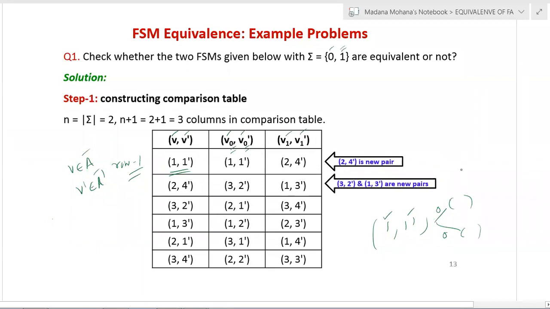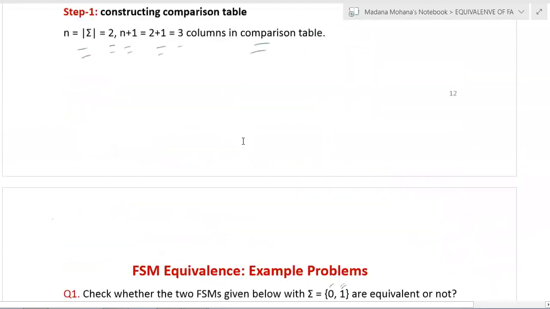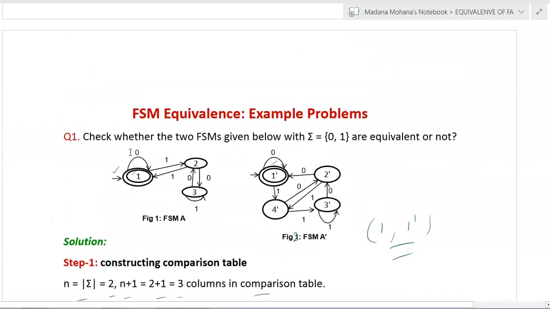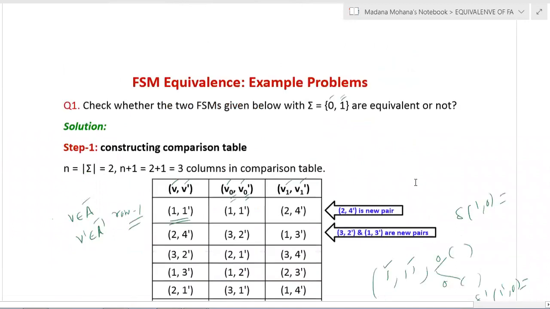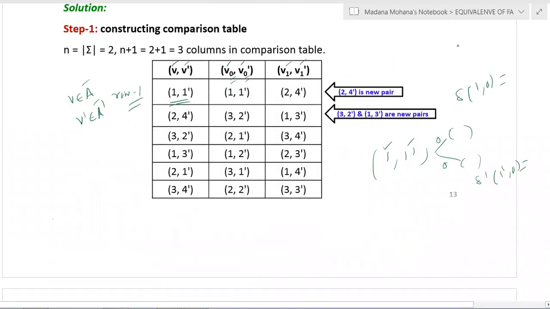This can be written as delta of 1 on 0, and delta' of 1' on 0. Find out this transition. From state 1 on input 0, it goes back to 1 itself, so here you will get 1. From state 1' on 0, again it goes to 1' itself. So now here you will get the first transition: 1, and here you will get 1'.